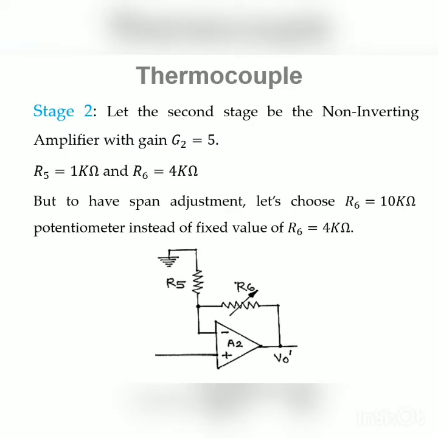So the input to the non-inverting amplifier will be the output of the first stage, R5 will of course be 1 kilo ohm, R6 will be a potentiometer, and the output is, say, VO dash. After the two stages, we may say that the output VO dash is in millivolts, which is proportional to the temperature measured by the thermocouple. But till now we have not yet done the cold junction or reference junction compensation.